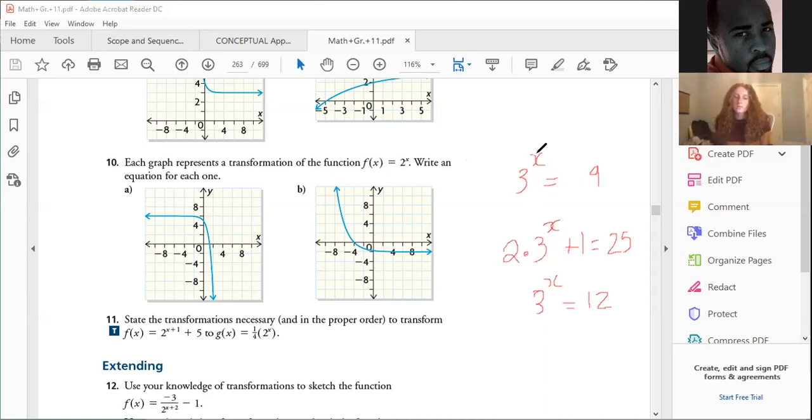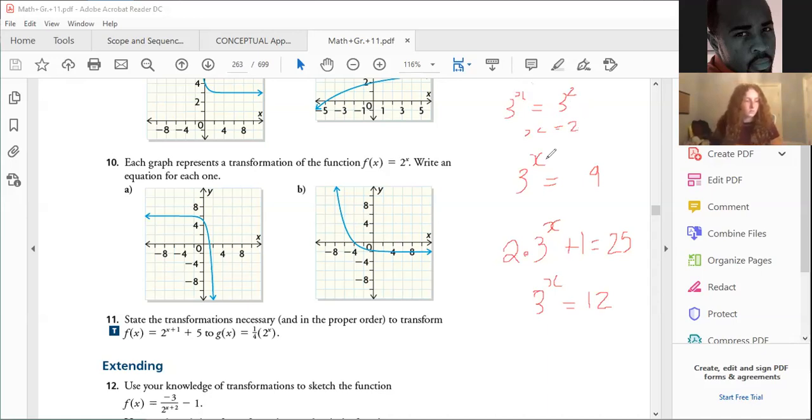So we have 3 to the x equal 9. There are two ways to solve this problem. We could equate the bases: 3 to the x is the same as 3 to the 2, because 3 squared is 9. Then we drop the bases and say x equal to 2. That's easy.